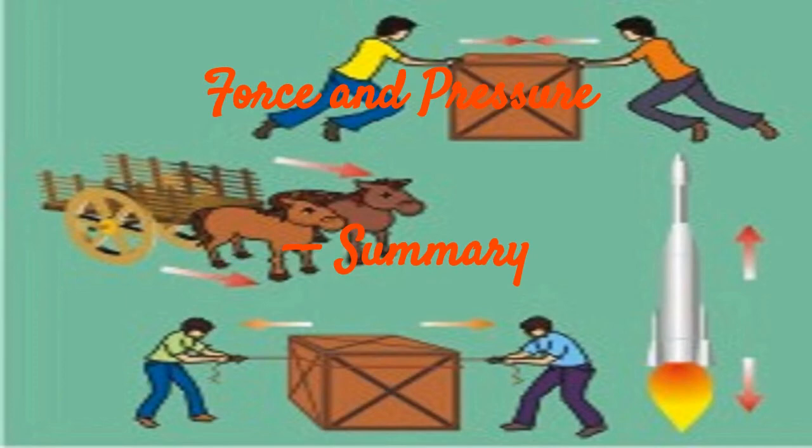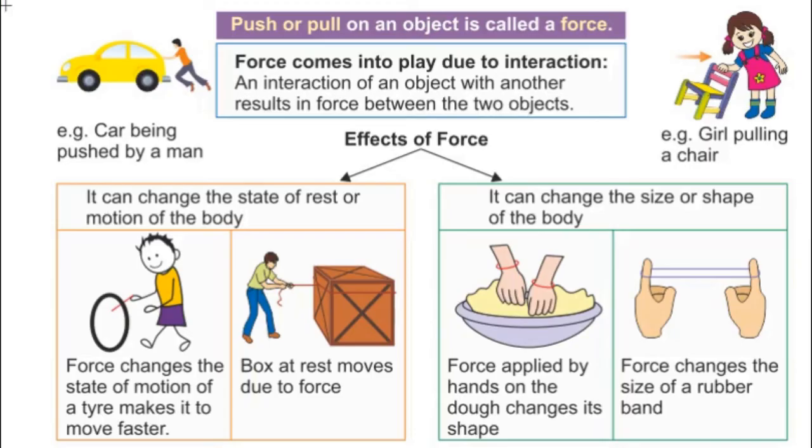Force and pressure. Summary. Force. Force comes into play due to interaction. An interaction of an object with another results in force between the two objects. For example, a car being pushed by a man. Effects of force. For example, a girl pulling a chair.